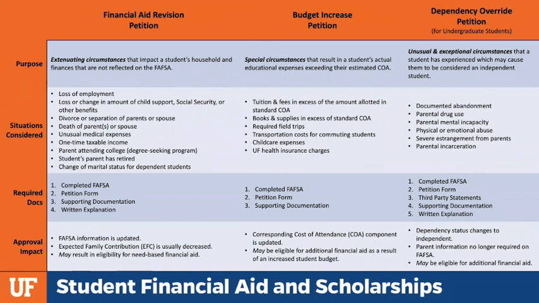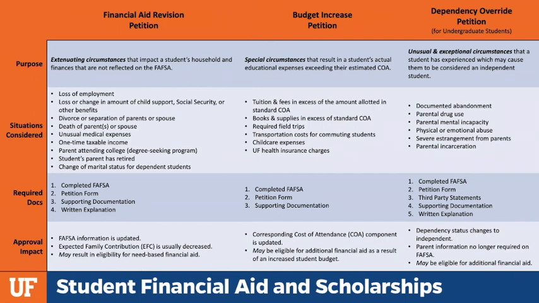You are required to have a completed FAFSA, complete the petition form, and provide whatever supporting documentation you have that shows your paid receipts. If approved, your corresponding cost of attendance component is updated, and you may be eligible for additional financial aid as a result of the increased student budget. Then finally, you have the Dependency Override Petition for undergraduate students.